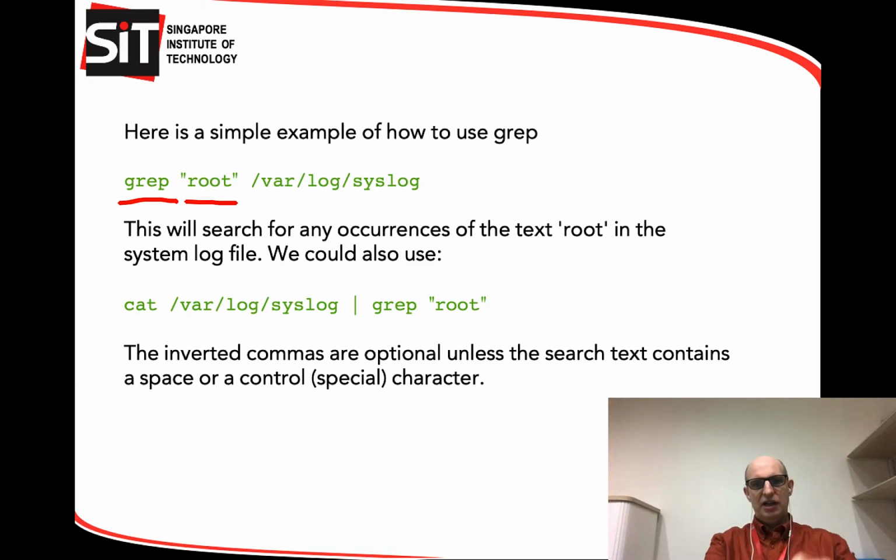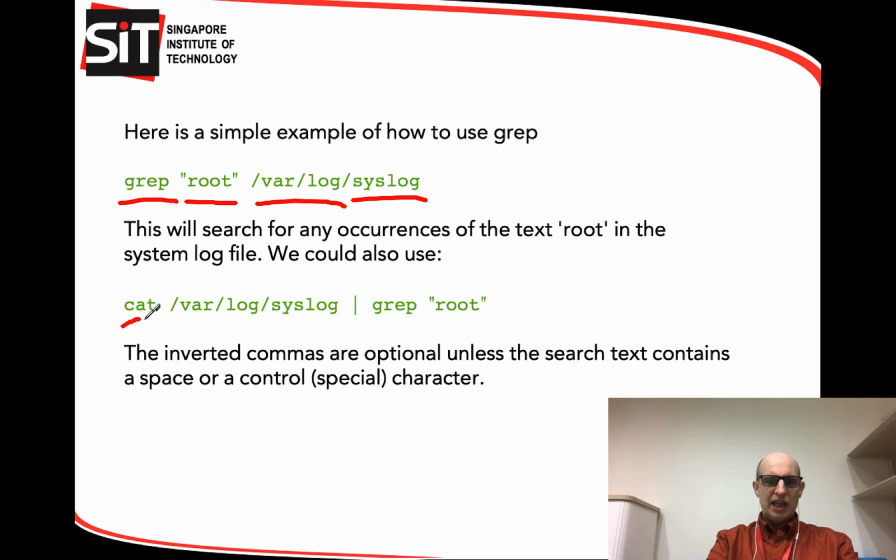Where are we searching? We're searching in a file called syslog, which resides in the /var/log subdirectory. And it will search for any occurrence of the text root. So any line inside the system log file that contains the word root, it's going to print to the screen.